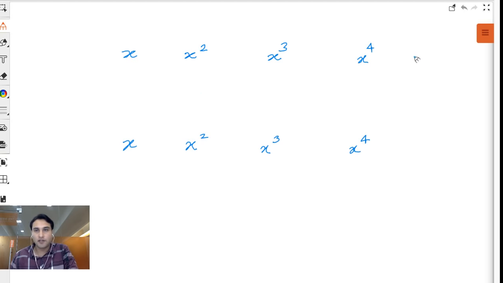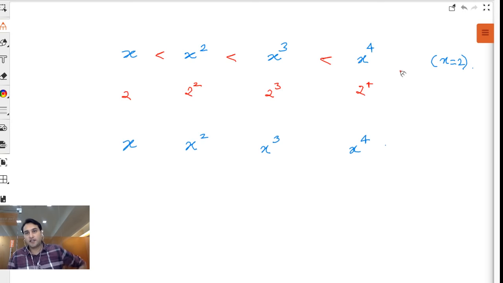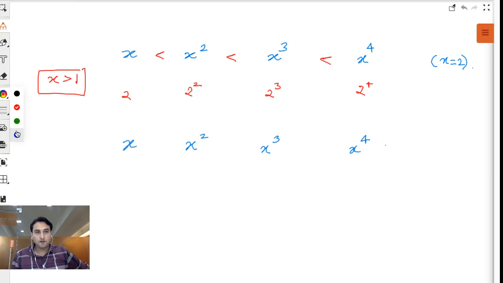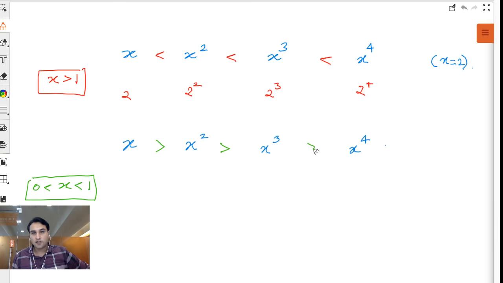Let's take a simple example. If I take, say, x is equal to 2, then this will be 2 to the power 4, 16, which is greater than 8, which is greater than 4, which is greater than 2. So yes, x to the power 4 is greater than x cube, is greater than x square, is greater than x. But that is when your x is greater than 1, guys, note this very, very carefully. But if your x is less than 1, the inequality will completely reverse. It's a very, very important concept.